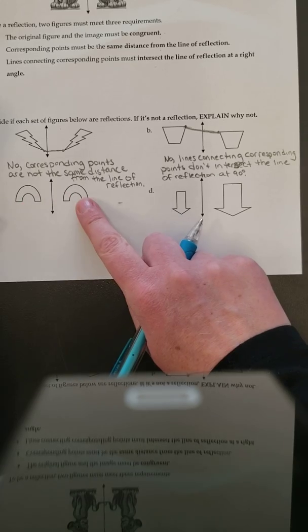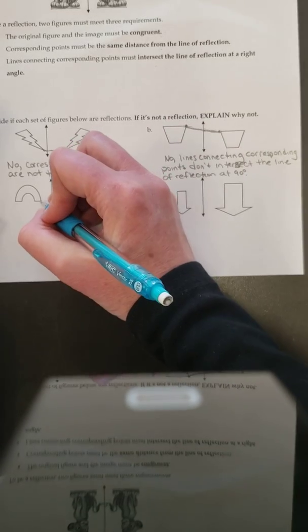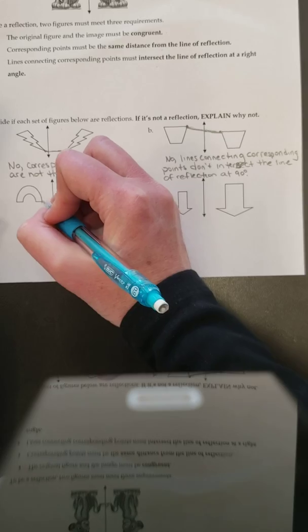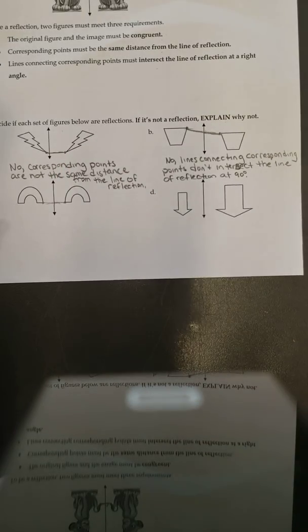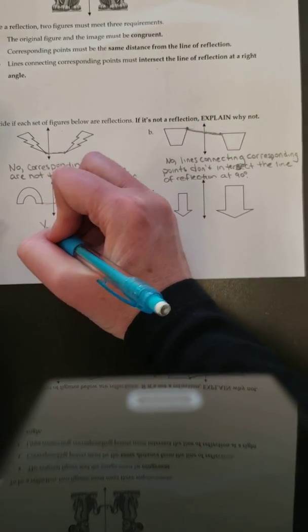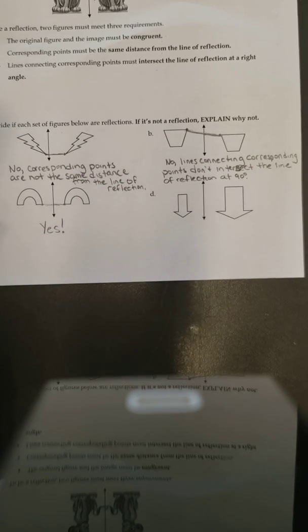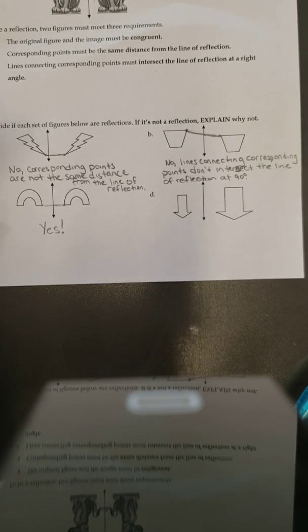Okay, letter C. Well, they are the same size, so that's good. Here's a pair of corresponding points. They appear to be the same distance away. It looks like a 90-degree angle. So yes, that is a reflection.